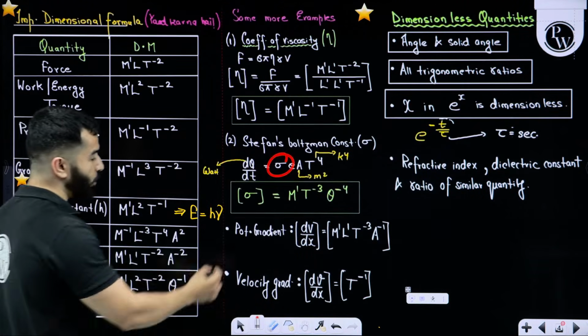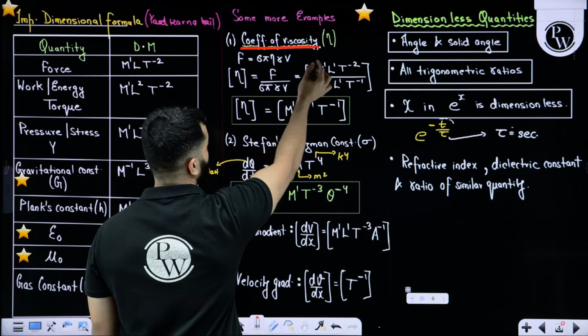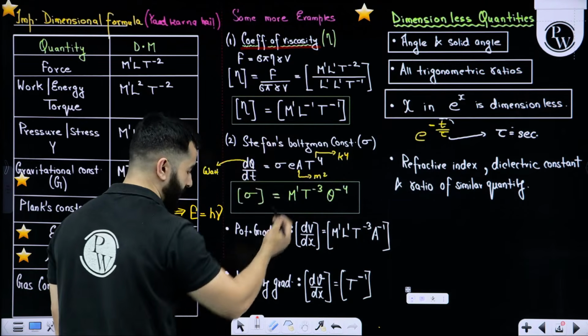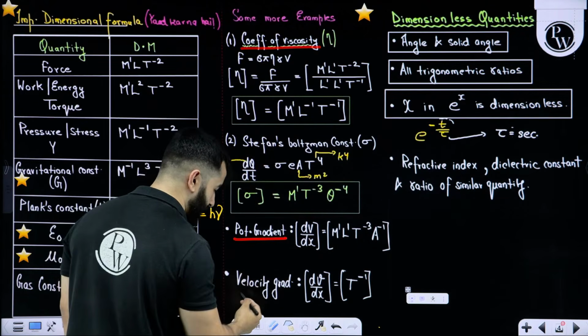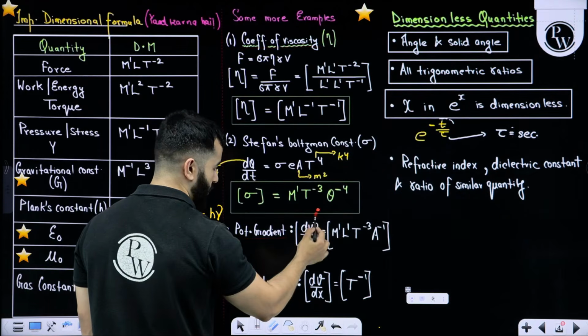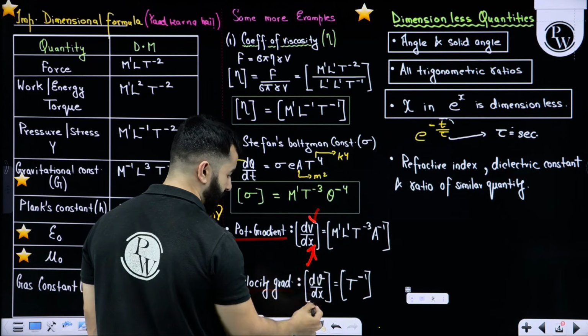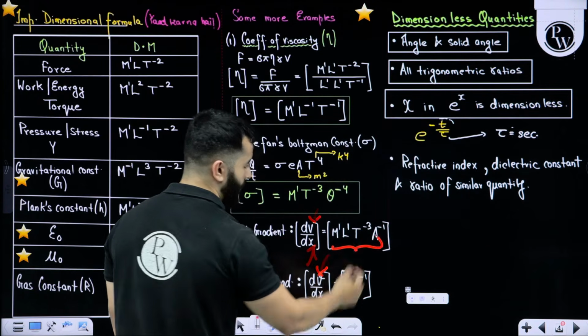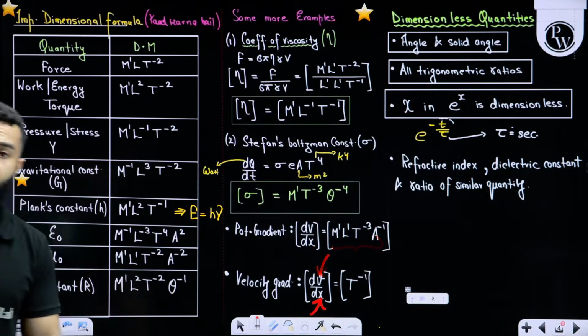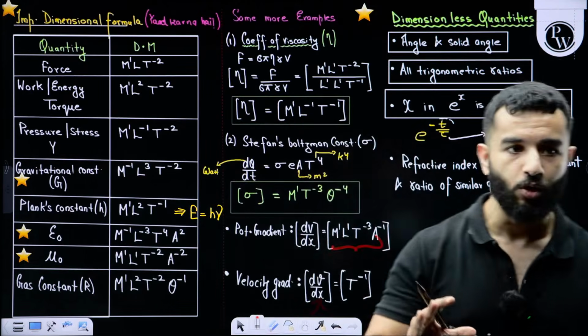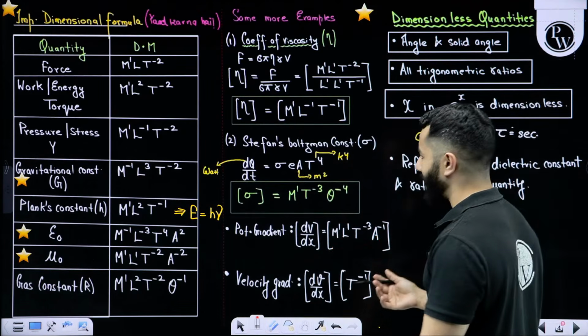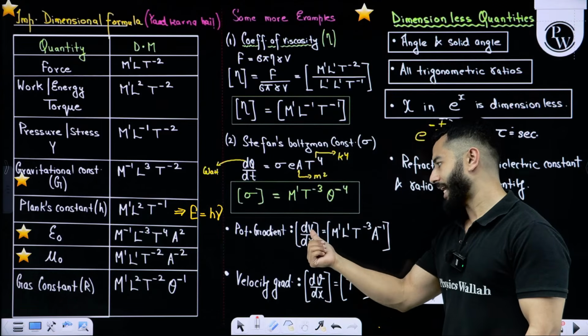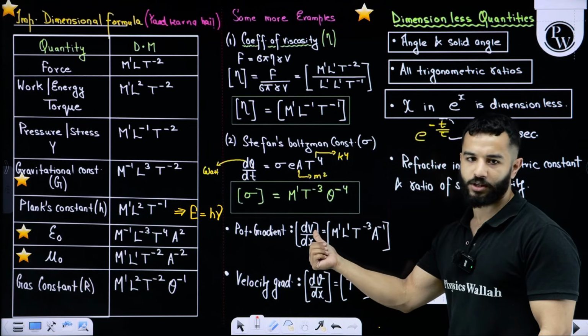As I have told you, in the coefficient of viscosity we were talking about the velocity gradient. Again we have potential gradient and velocity gradient. Here you have potential over dx, and here you have velocity over dx. So these are going to be the dimensional formulas of all of these things. If you have any doubt, you can let me know. I'm going to derive it for you, but I believe everyone can derive the dimensional formula of potential by themselves.